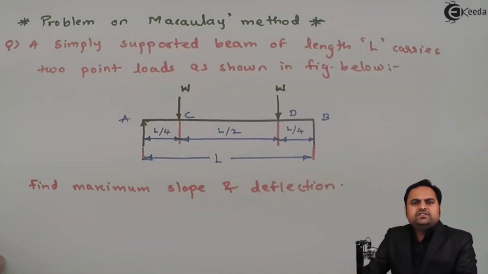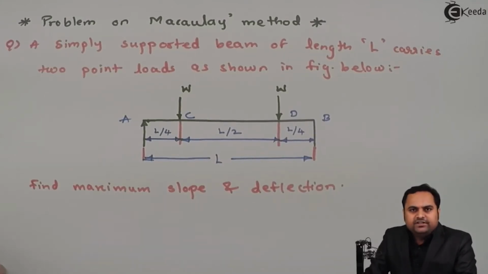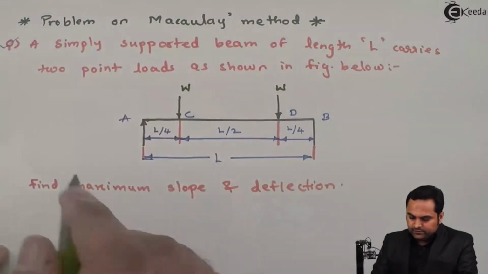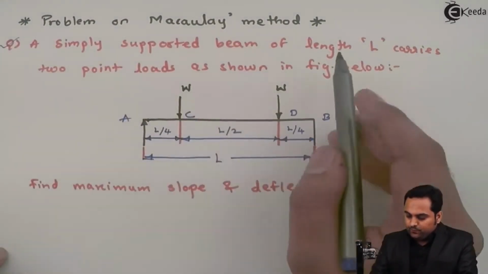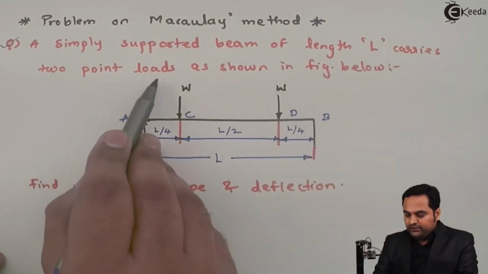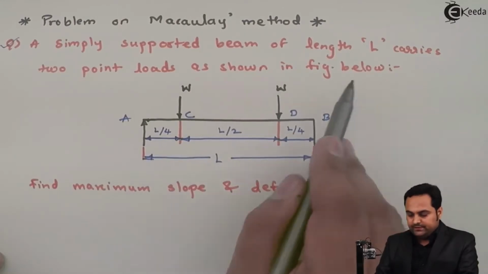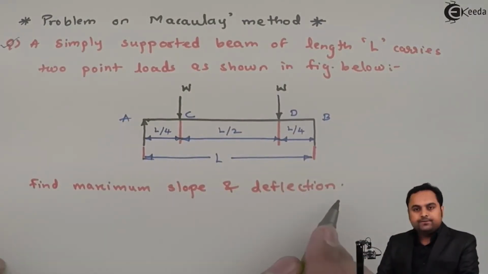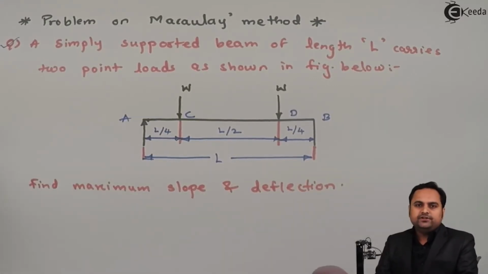In this video, we will see a problem on Macaulay's method, which is also called the double integration method. Here is the question. A simply supported beam of length capital L carries 2-point loads as shown in the figure below. The diagram is given to us. We have to find the maximum slope and deflection, and for this condition, we are going to use Macaulay's method to solve the problem.